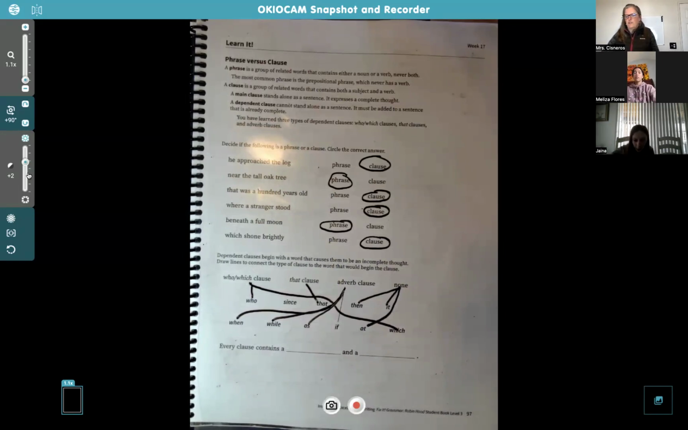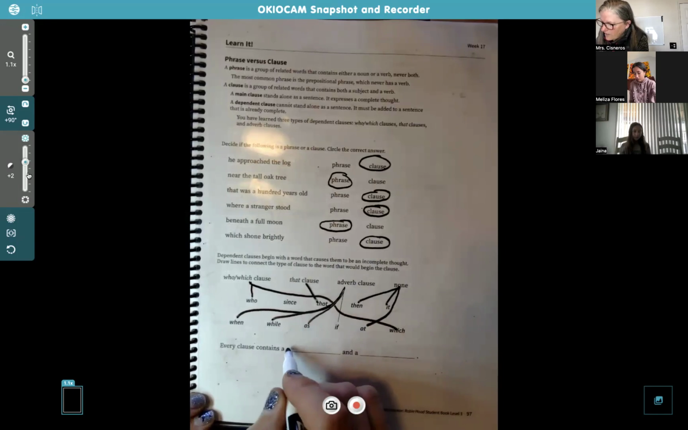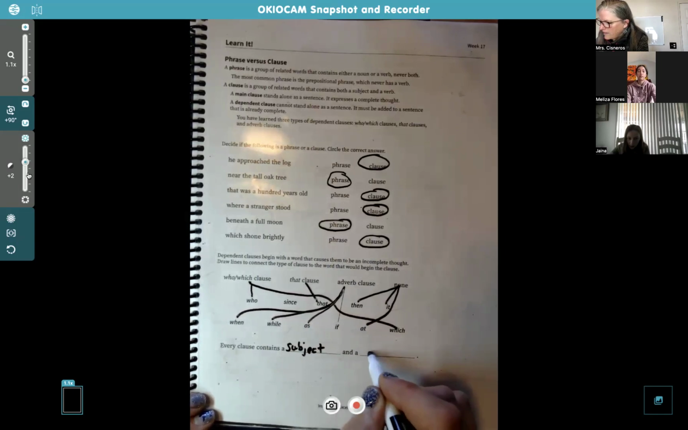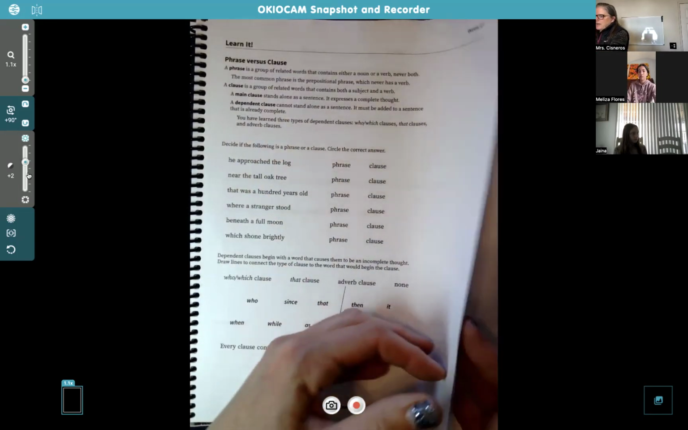And we're going to fill in the blanks here in this last statement. Every clause contains a blank and a blank. What do you think, Jana? Every clause contains a subject and a verb. Yes, very good. Awesome. That's pretty easy. After you write that in, we're going to go straight to the practice page next. So go to page 99.